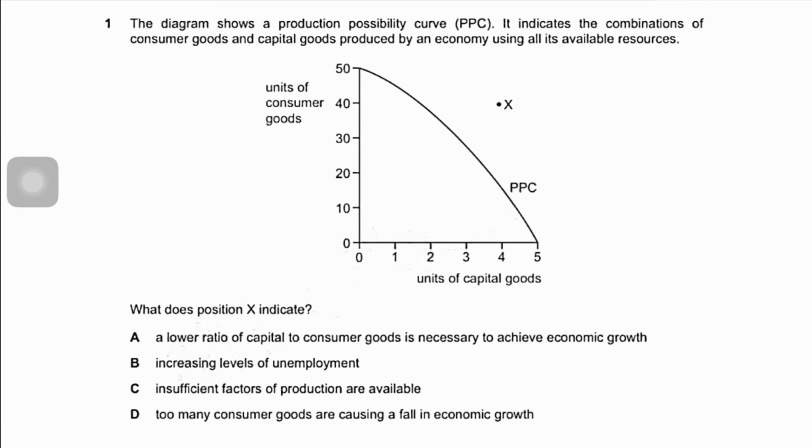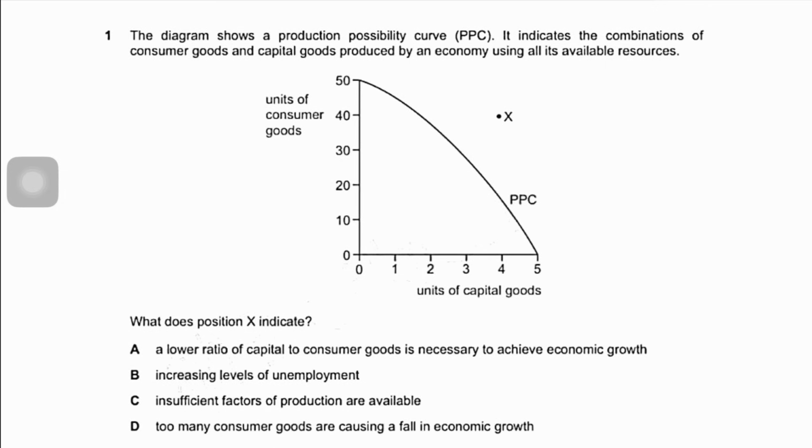So question number 1 says the diagram shows a production possibility curve. It indicates the combinations of consumer and capital goods produced by an economy using all its resources. What does position X indicate?